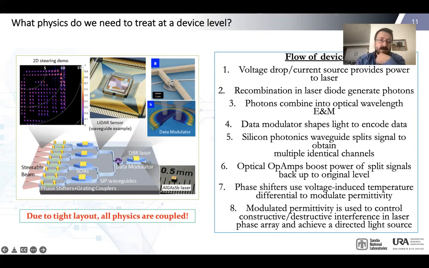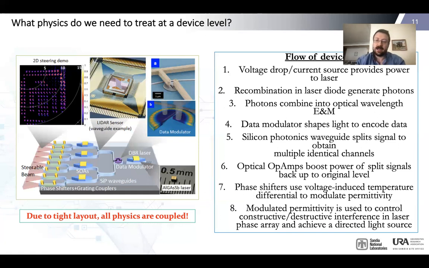And now we send that signal through splitters in order to obtain multiple copies of the same signal. As you split it, you reduce the power by half each time. And now you need to feed it into optical op amps in order to boost the power back up. At this point, toward the left here, we're left with multiple identical copies of the same signal. And what we'd like to do is modulate the phase of each one of those signals so that we can achieve constructive or destructive interference.